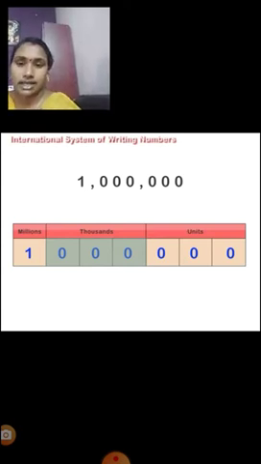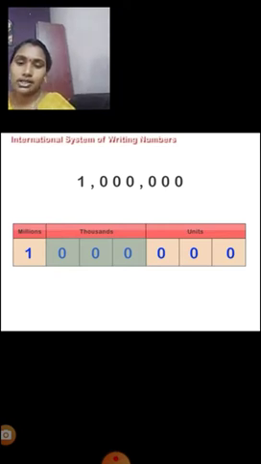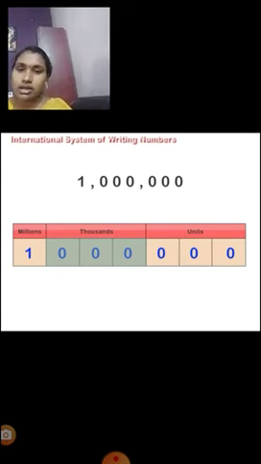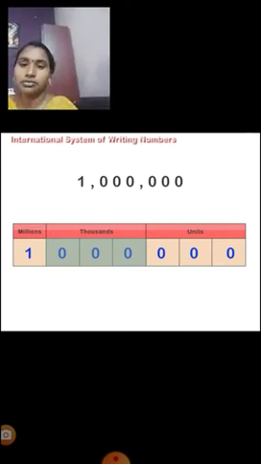Let me explain it to you once more. Here in the units we have ones, tens, hundreds, and in the thousands period we will have 1000, 10,000 and 100,000. After hundred thousands we will have million, 10 million, billions. We will not have lakhs and crores in the international system of writing. Did you understand, children? Okay.